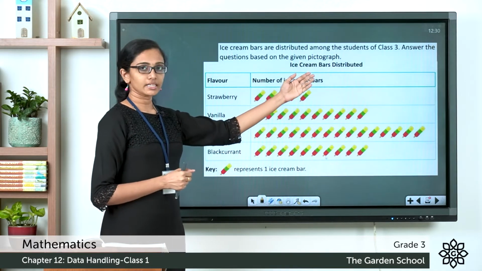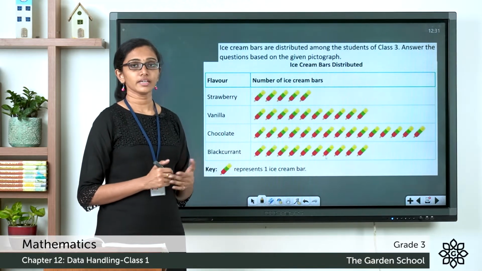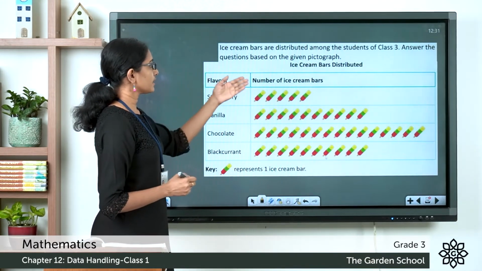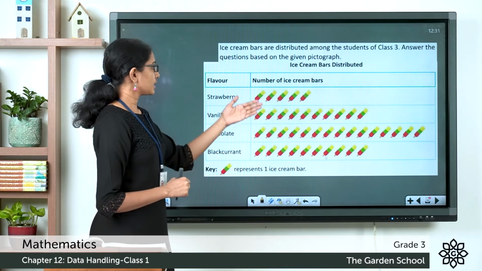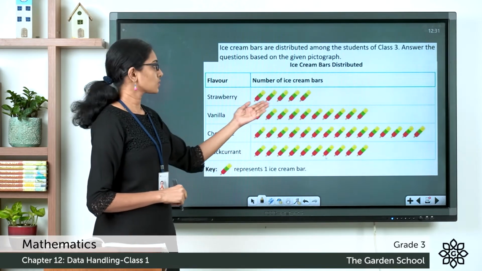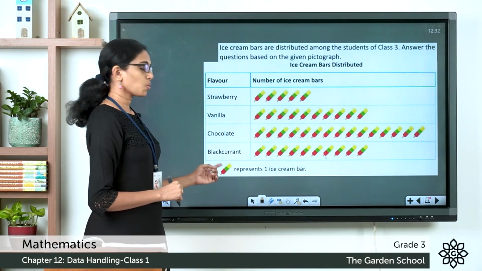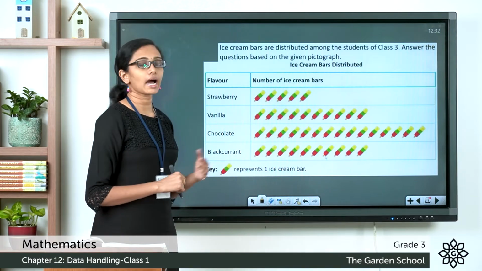You have a title. The title is ice cream bars distributed. Then you have the labels, flavor and number of ice cream bars, and you can see the different flavors are labeled here, and you can also see the symbols used here. The key here is described as one symbol represents one ice cream bar.